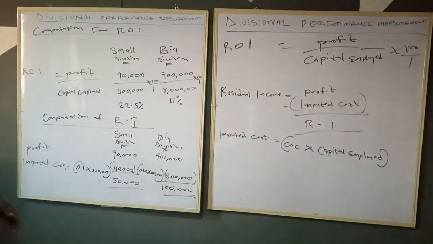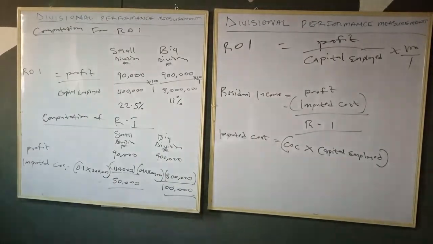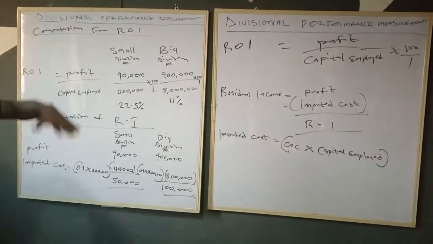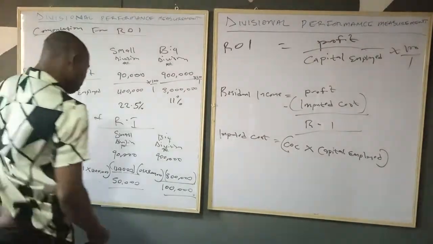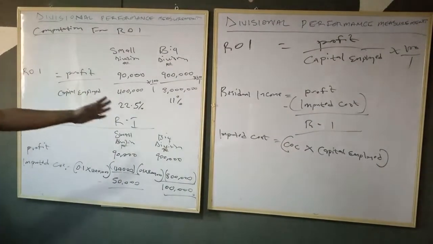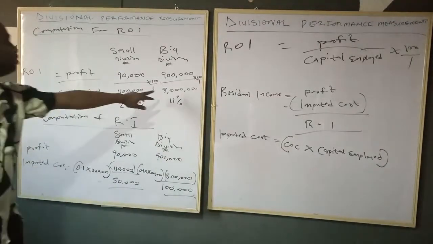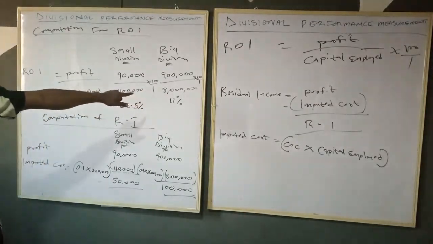Now they say we should judge. The question said to compare the performance of the two divisions using return on investment and residual income. Now, if we want to compare their performance, we are going to put it down in the statement that the computation shows that the small division is doing far better than big division, in which this small division can be given the opportunity to have the capital employed of 8 million naira.